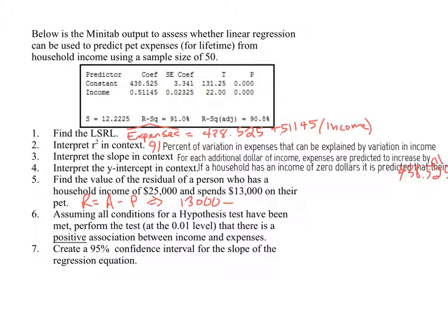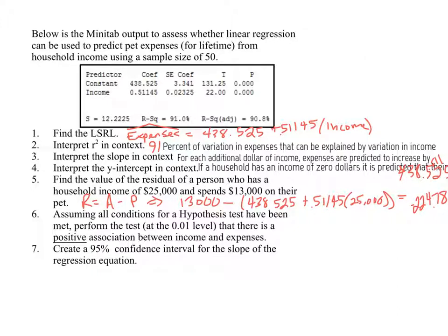Okay, so if I want to write that out in the long form, it's 438.525 plus 0.51145 times 25,000. Okay, and whatever I get, that's my residual, because that's the actual 13,000 minus what the line would have predicted. And if I actually type this in, I get negative 224. I guess since it's dollars, we could go to 78 cents like that.